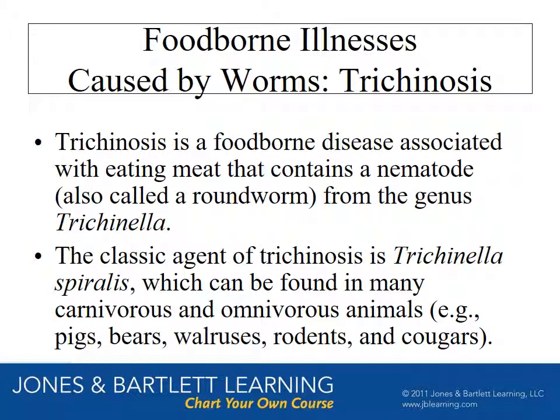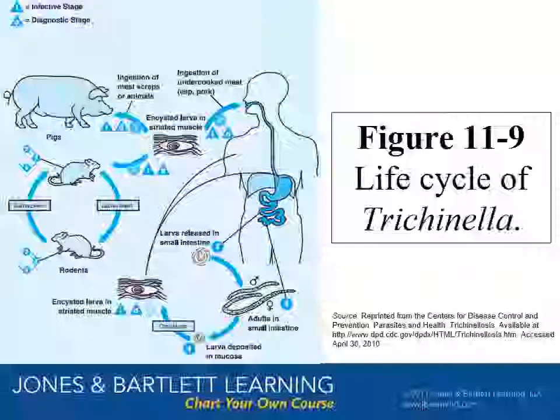There are some foodborne illnesses caused by things that aren't bacteria, that are multicellular organisms like worms. Trichinosis is one example. Eating a meat that contains a nematode, which is a roundworm from the genus Trichinella. Trichinosis is commonly found in carnivorous or omnivorous animals like pigs, and if the meat's not cooked properly, you can be exposed to these and then get the intestinal infection with the worm yourself.